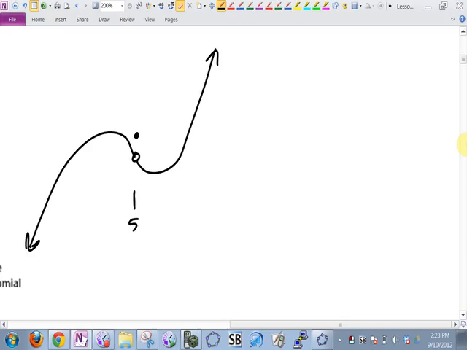Asymptote. Vertical asymptotes. A vertical asymptote is a type of discontinuity. You cannot draw from the left of that vertical asymptote to the right without picking up your pen. Not a polynomial, clearly. Okay? So any type of discontinuity is not a polynomial.